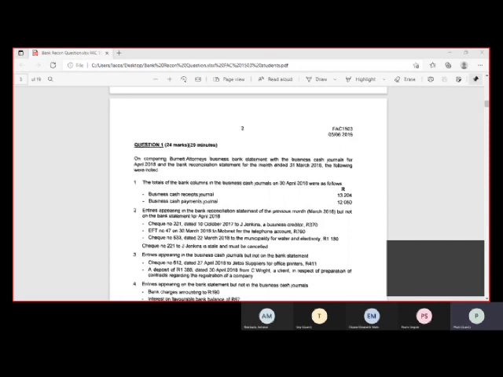Do you guys have a textbook for this course? I know the textbook is not allowed, but I think you need the textbook for this bank reconciliation statement. Do you have a textbook for it? No, we don't have a textbook. It's just a study guide. Or you don't even have a soft copy for it? No.